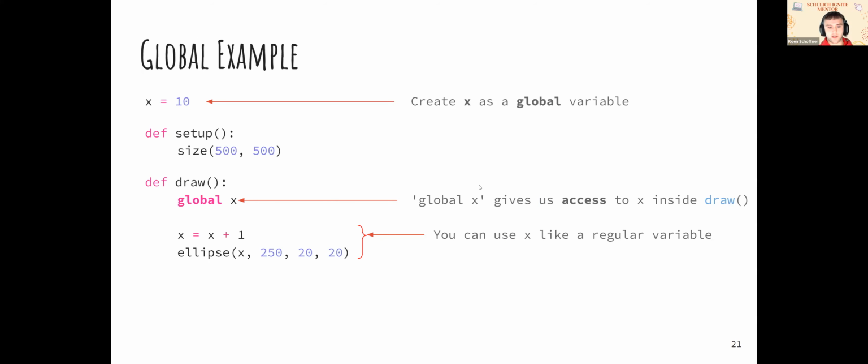So this is again a very similar example to what I just did. X is here. Setup doesn't involve X. In def draw, we declare global X here, which gives us access to the X inside of draw. If we increment X by 1, this will give us a different version for the ellipse, and it'll just repeat. This will give us a series of ellipses that go from left to right on your screen.